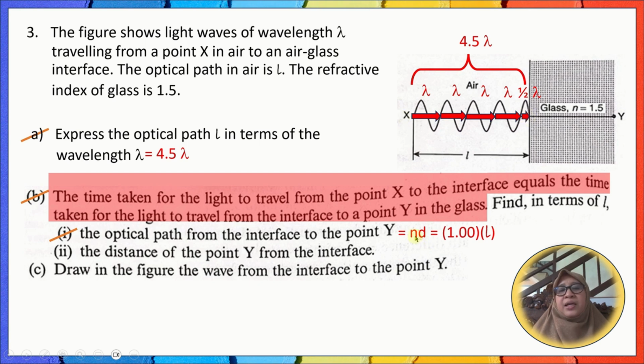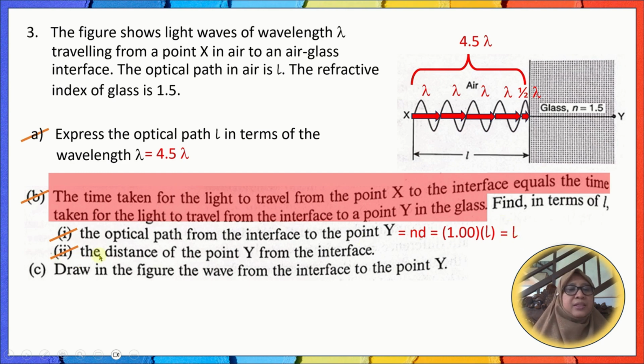So we use n equals 1 in air, and then times the distance L in the air. Okay, distance traveled in the air. Why? Because the time taken is the same. So the answer is L. So the optical path from the interface to the point is equal to L.